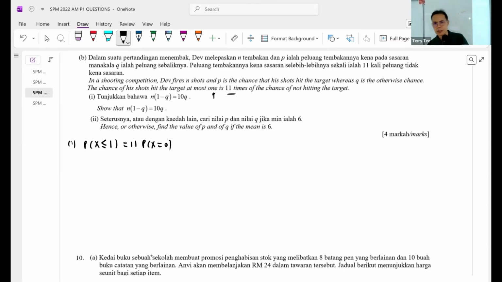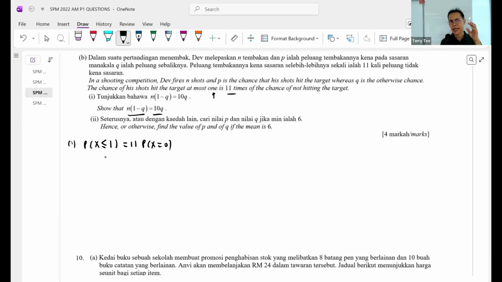So imagine this, everybody. He hits the target like this: hit, miss, hit, miss, hit, miss. There are a lot of chances, right? A lot of possibilities, right? He misses, and so on. So many, right? So we want to show that n times (1 minus q) is 10q.